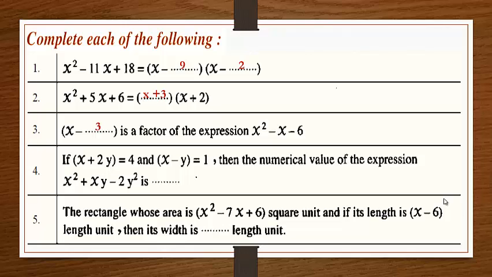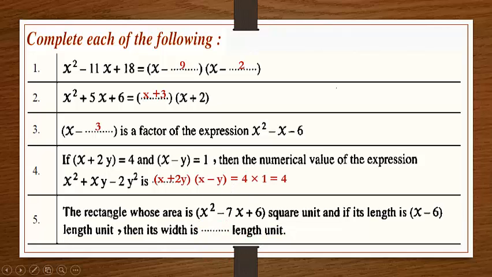If x plus 2y equals 4 and x minus y equals 1, then the numerical value of the expression x power 2 plus xy minus 2y power 2 is the product of the two numbers. If we factorize this expression, we will get x to x, y to y, 2y positive and y negative, so 4 times 1 equals 4.